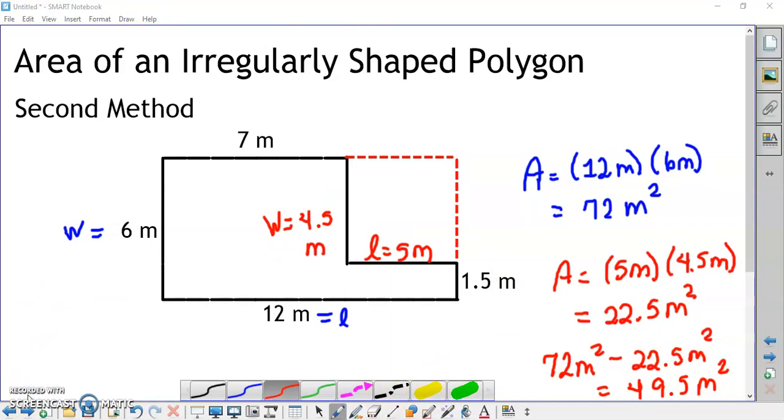When you get an irregularly shaped figure, many times you have choices on how to find the area. Do I divide it into smaller shapes and add the areas? Or do I find the area of the big shape and then subtract out the area of the missing parts?